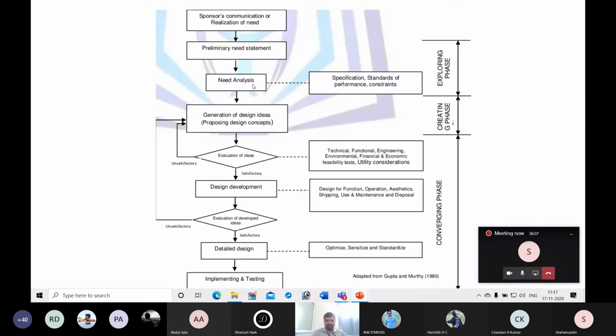We have covered preliminary need statement and need analysis in the second unit. Then we covered generation of design ideas in Unit 3. Then we discussed preliminary design, that is design development, in Unit 4, where we discussed design for function, design for shipping, use, maintenance. Now again we are going back. We have skipped this stage, that is evaluation of alternatives, which means evaluation of ideas. In Unit 5, we are going to discuss this evaluation of ideas.